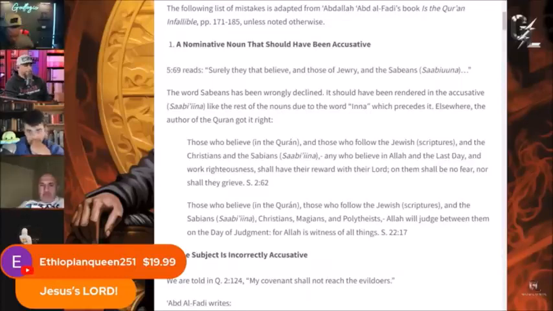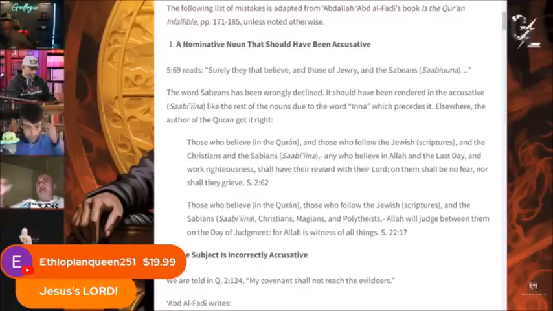And the first one was Al-Baqarah. Yeah, Al-Baqarah, and then it's also in Surah Al-Hajj 17. Two places that get it right. It's Sabi'in. This one, it's wrong. It's Sabi'un. There are three times the word Sabi'in appears. In two places, it's right, accusative. But in 5:69, it's an error. So I want you to explain it.